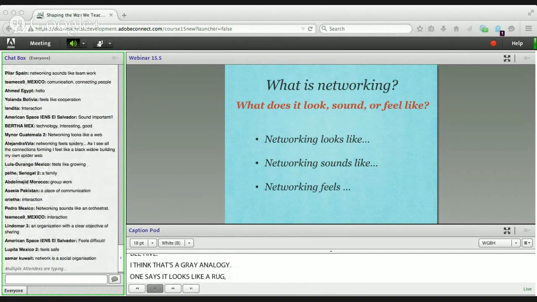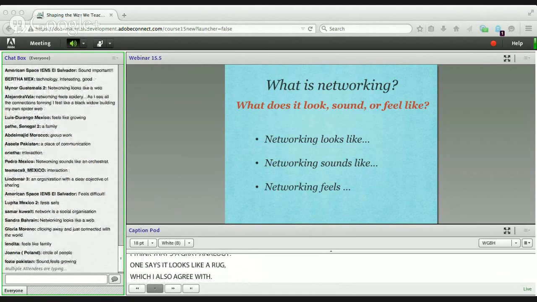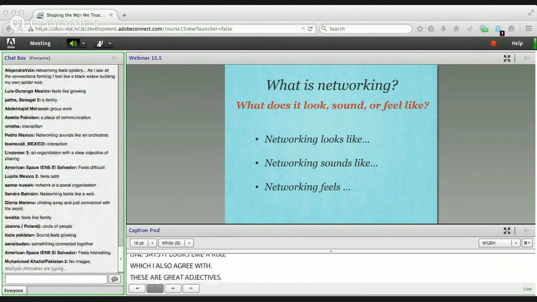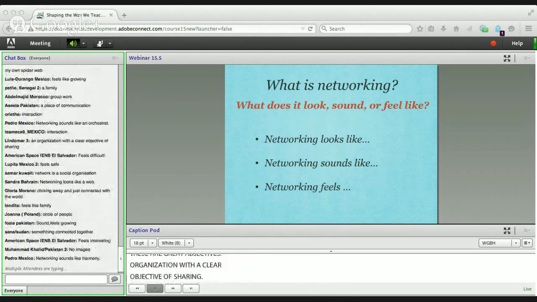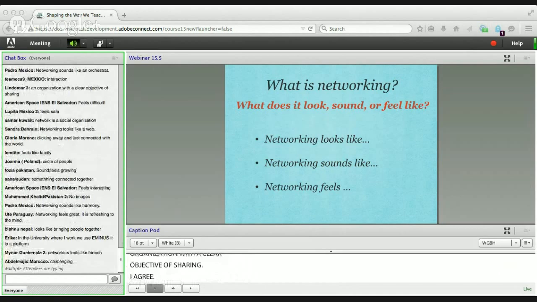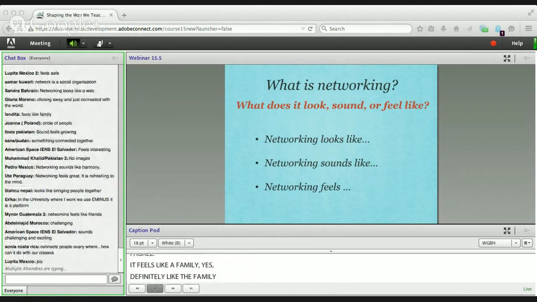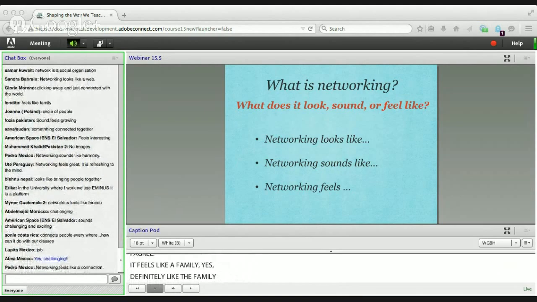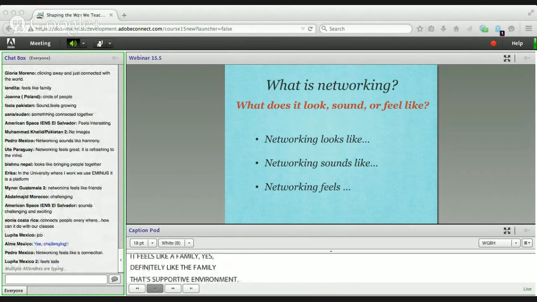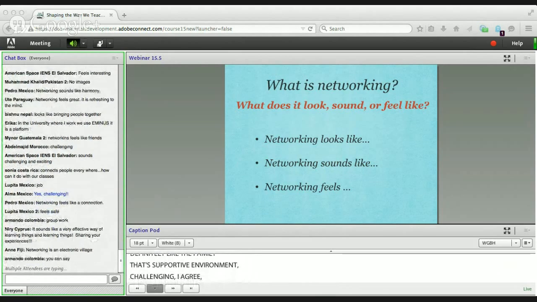Interaction. I love this. Linda Moore mentions that it's an organization with a clear objective of sharing. I agree. It feels like a family. Landita, yes, definitely like the family, that supportive environment. Abla Najid says it's challenging. I agree. They're challenging and exciting. And Pedro mentions that it feels like a connection. I think that's great.